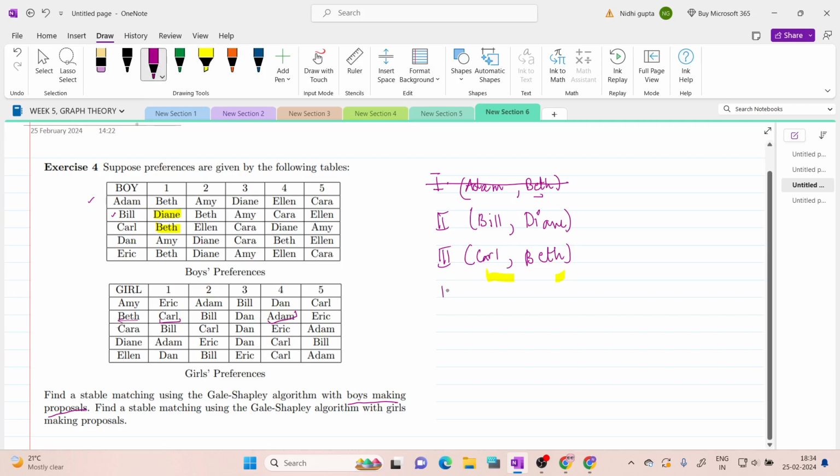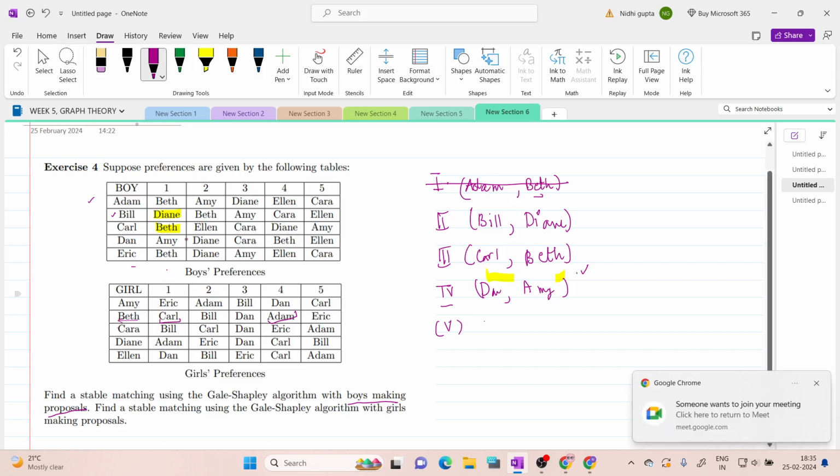Now at the fourth step, the next free man is Dan. What is Dan's first preference? Dan's first preference is Amy, and Amy is free. Therefore Dan and Amy will get engaged. Now next is Eric and Beth. What do you think about Eric and Beth? Since Beth is already engaged, what will happen?